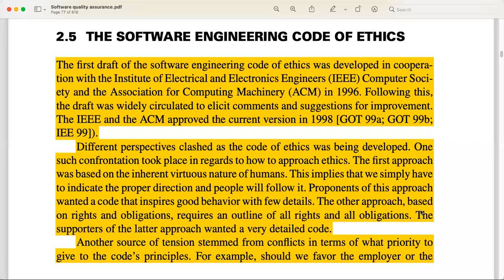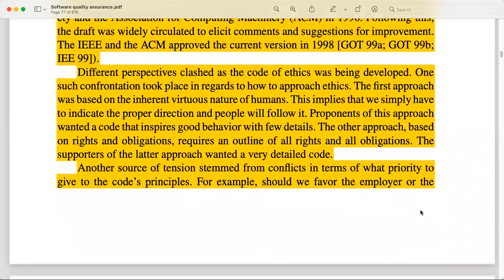Hi everyone. So today we will discuss the software engineering code of ethics. The first draft of the software engineering code of ethics was developed in cooperation with the IEEE Computer Society and ACM in 1996. Following this, the draft was widely circulated to receive comments and suggestions for improvement, and IEEE and ACM approved the current version in 1998.